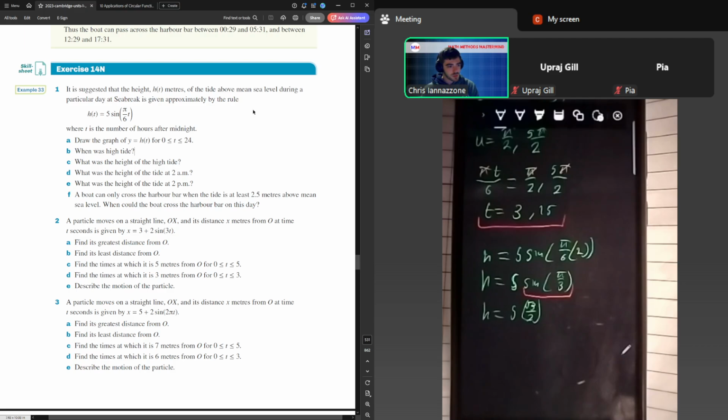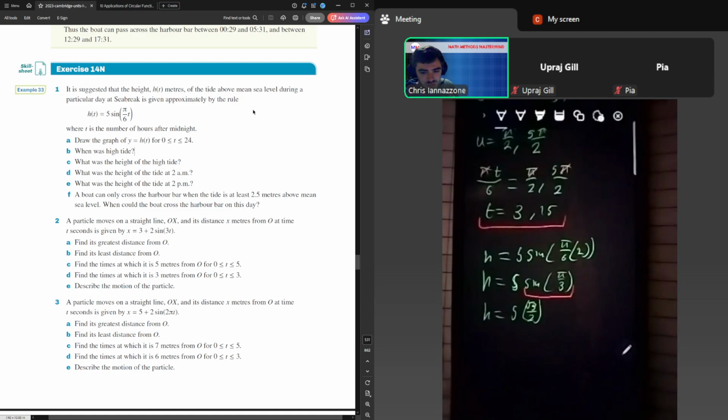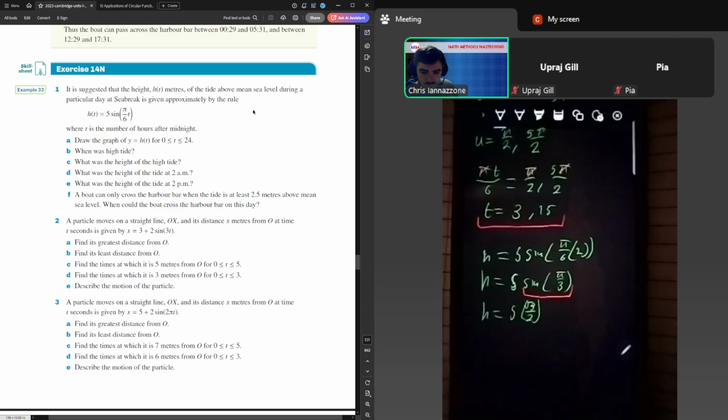Cool. So part F. A boat can only cross the harbour when the tide is at least 2.5 meters above mean sea level. When could the boat cross the harbour? Only allowed to cross if the height of the tide is sufficiently high. Let you digest that for a bit. Think about what's going on there. Maybe some ideas on how I might start.